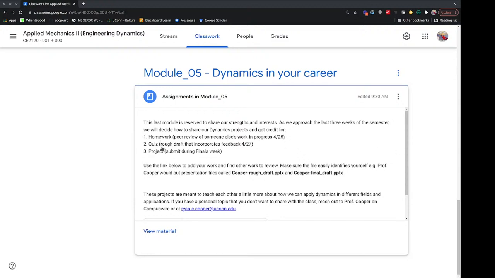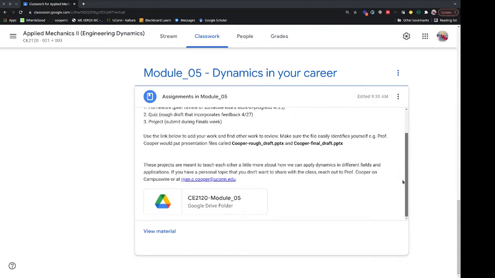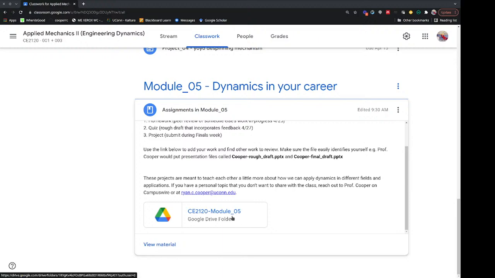And then on Wednesday, the goal is to submit an updated rough draft of your project, whether that's a PowerPoint or a Jupyter notebook, but put something up into this module 5 project folder.